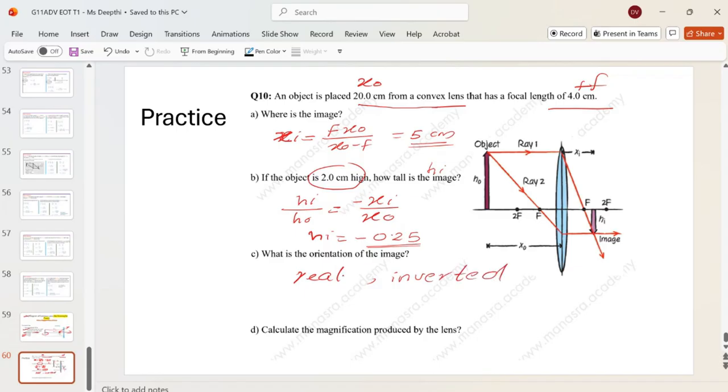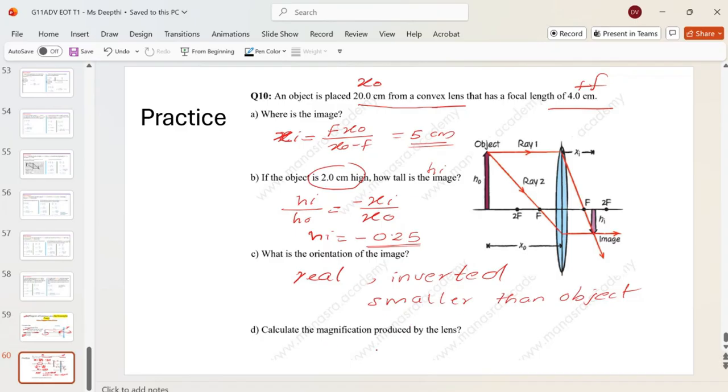And you can see the size difference. Object is 2 and the image height is 0.25. So it has become smaller than the object. Okay. So this is the orientation. Orientation actually means if it is inverted or upright. That's the meaning of orientation, but you can write all the properties.